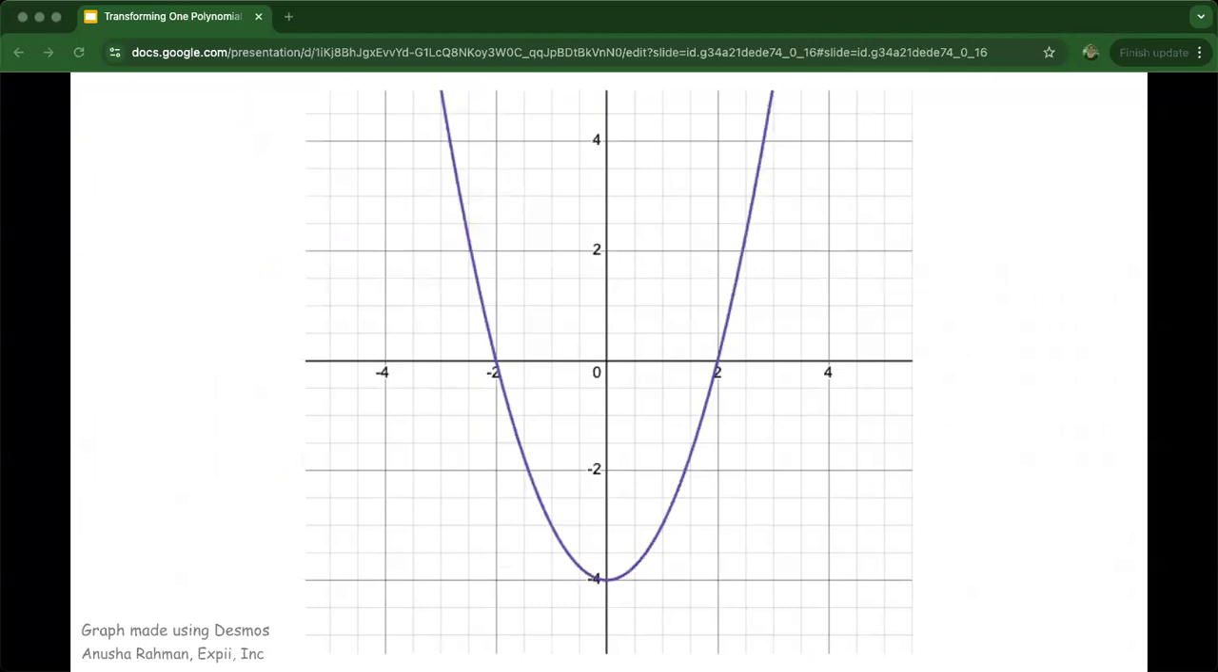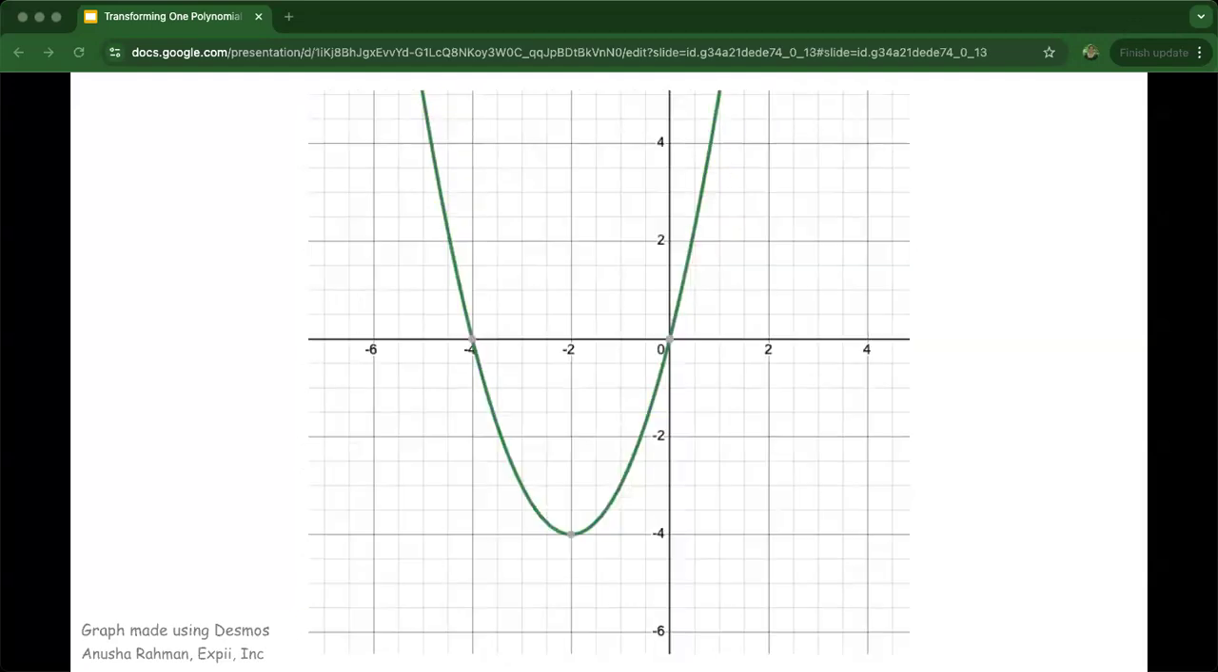Let's start by looking at the graph f of x equals x squared minus 4. This is a parabola that opens upward. Its vertex is at (0, -4), which means the graph has been shifted down by 4 units from the parent function f of x equals x squared, which has its vertex at (0, 0), the origin. The roots, or x-intercepts, are at x equals -2 and x equals 2, which means the graph crosses the x-axis at these 2 points.